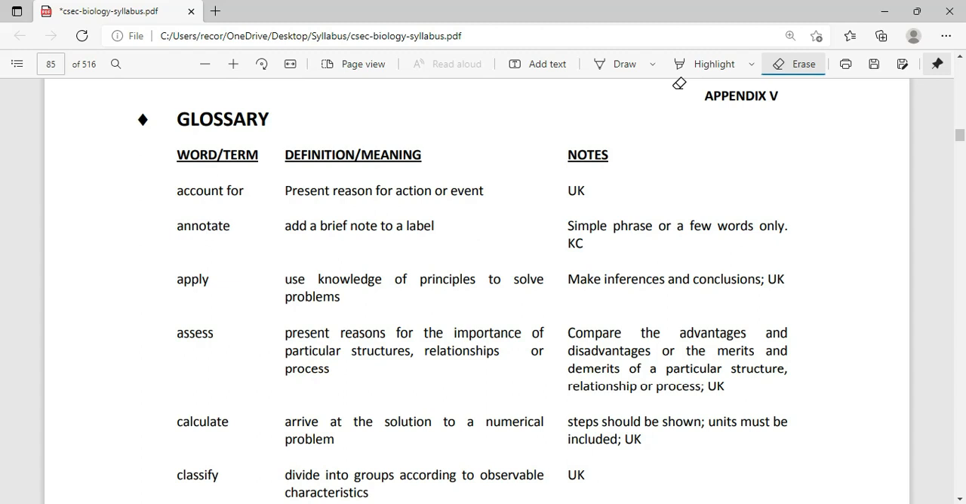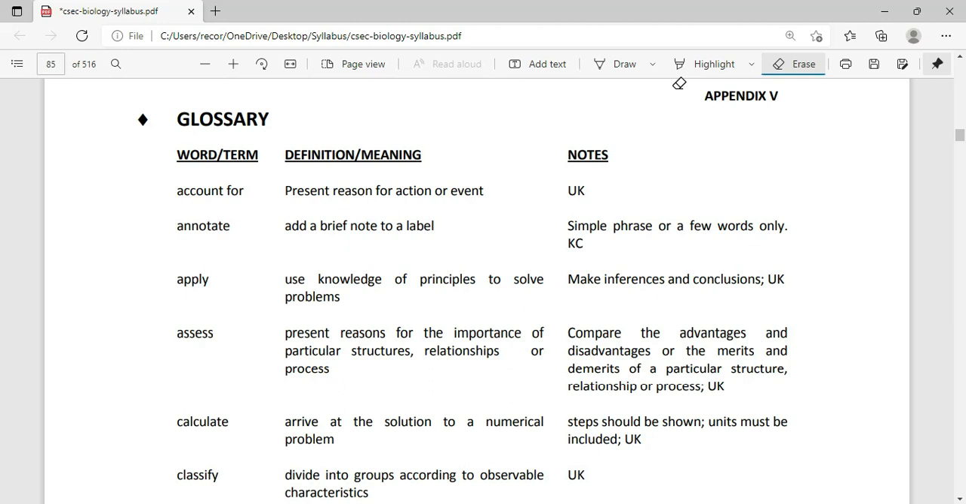Today we're going to be looking at 12 words that commonly appear on the CXC paper. Hence, these are words that you need to know in order to ace your CSEC exams. So first word we're going to look at, account for. When this word appears, you are expected to present reasons for an action or event. And here you're being tested on your use of knowledge. So it means that you would have had to study and have that information for that information to be tested.